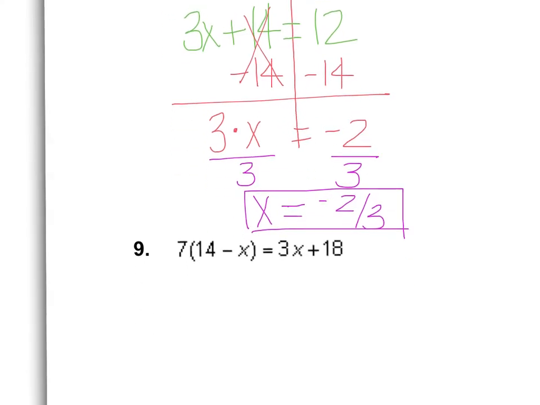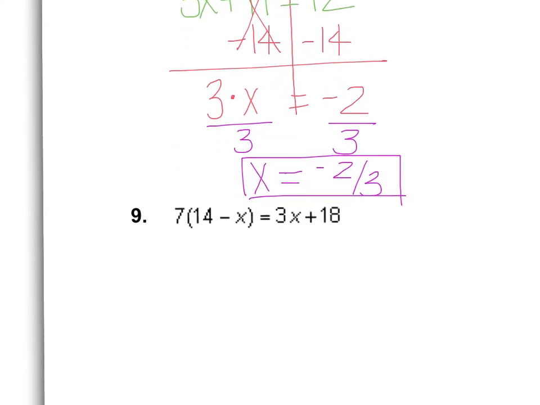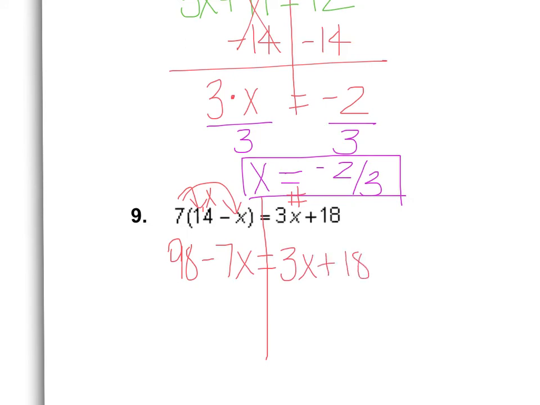One last one, number 9. Again, we're solving, so we want our x's on one side, our numbers on the other. I'm going to go ahead and distribute over here. 7 times 14 is going to be 98. 7 times negative x is negative 7x. I don't have any parentheses on the right-hand side, so I'm just going to bring down 3x plus 18.